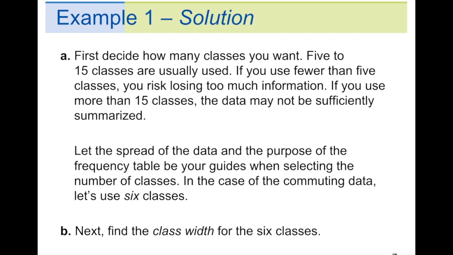So part A. First, decide how many classes you want. 5 to 15 classes are usually used. If you use fewer than 5 classes, you risk losing too much information. If you use more than 15 classes, the data might not be sufficiently summarized. Let the spread of the data and the purpose of the frequency table be your guides when selecting the number of classes. In the case of commuting data, let's use six classes. Next, find the class width for the six classes.